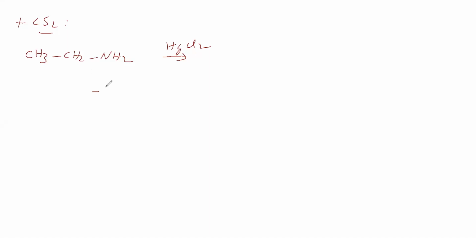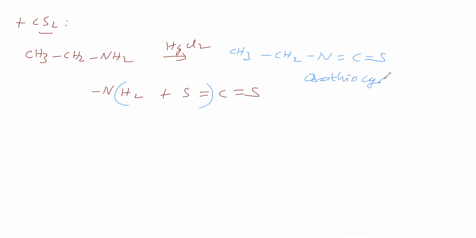Now this NH2 part I will write like this. The reagent we are adding is CS2, because reacting with CS2 will take like this. So this H2 and this S are removed as H2S. What is remaining is CH3CH2N=C=S. So we are getting NCS, which is called isothiocyanate.